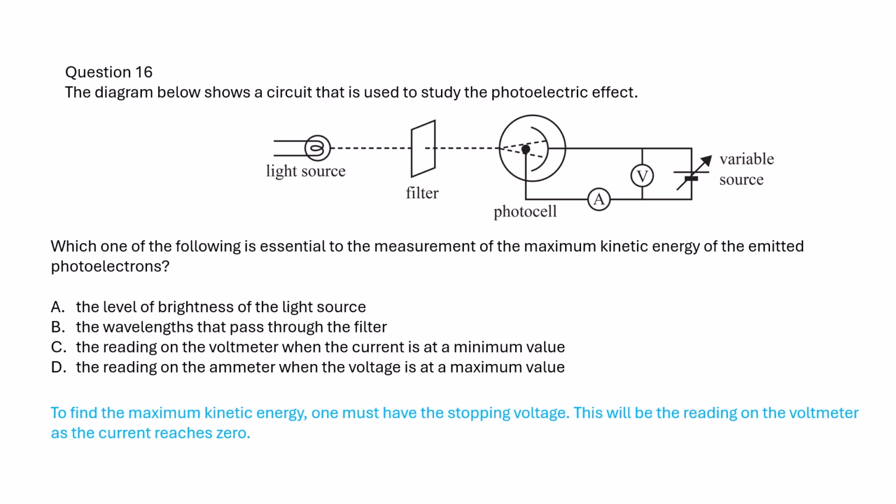The diagram shows a circuit to study the photoelectric effect. A voltmeter measures stopping voltage, and an ammeter the current. To find the maximum kinetic energy, one must have the stopping voltage. This will be the reading on the voltmeter as the current reaches zero.